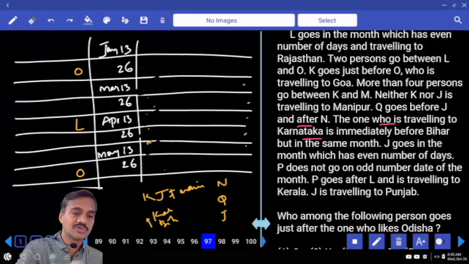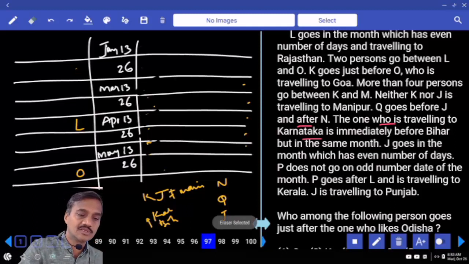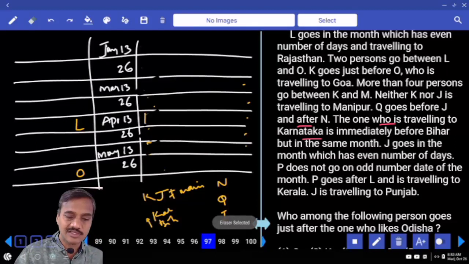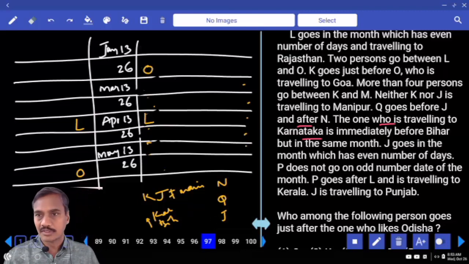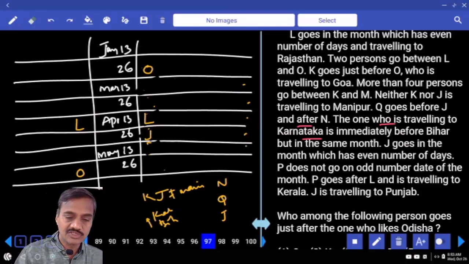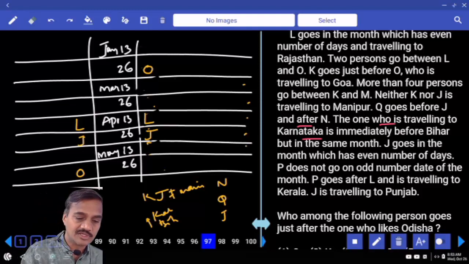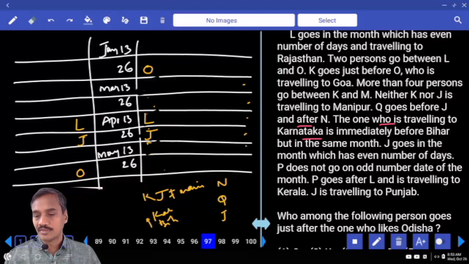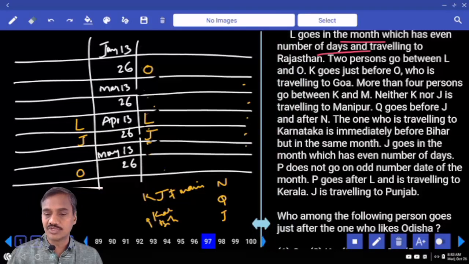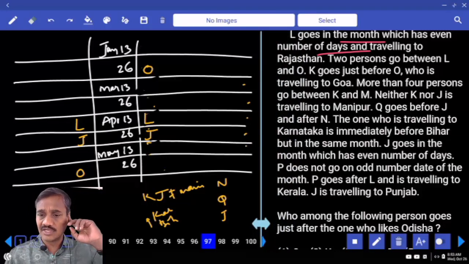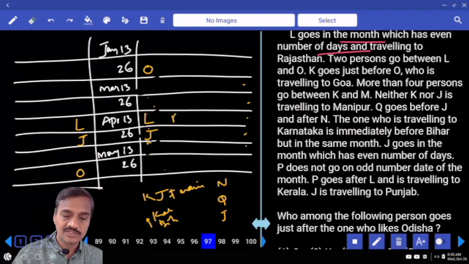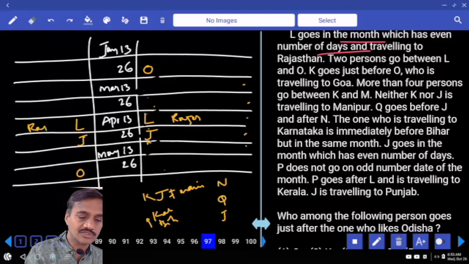Now with L on April 13th, we are left with two possibilities. What are the possibilities we have? O can be here or, in the next case, L is here and O is here. And 2 persons between L and O. And at the same time, J is also in the month of April. Hence L and J must be together. Then let us check the conditions once more. L goes in the month with an even number of days and is traveling to Rajasthan. L is traveling to which place? Rajasthan. And here also L is traveling to Rajasthan.